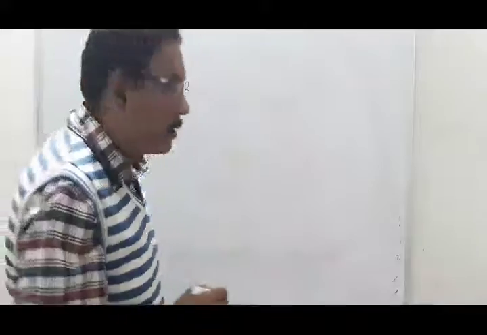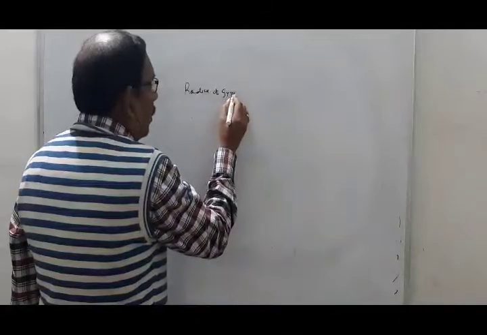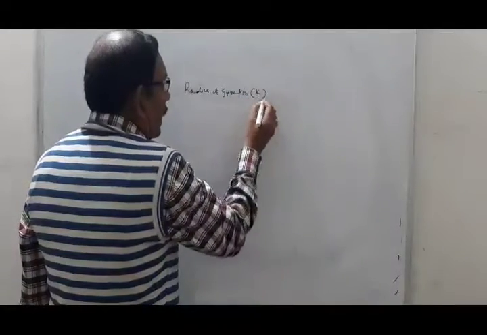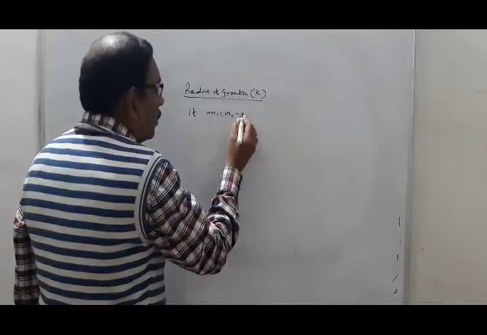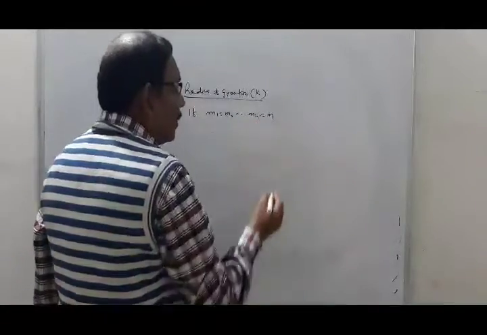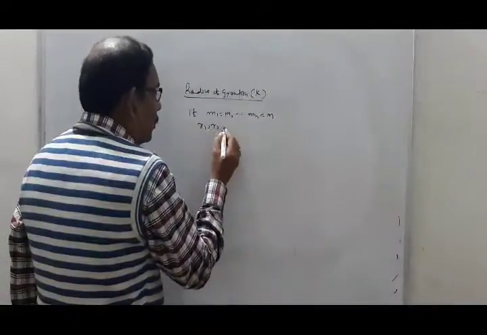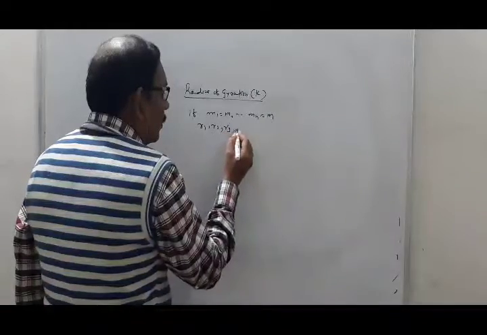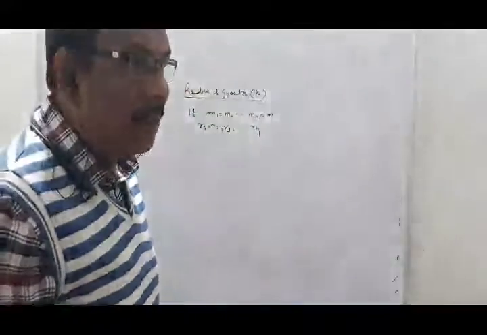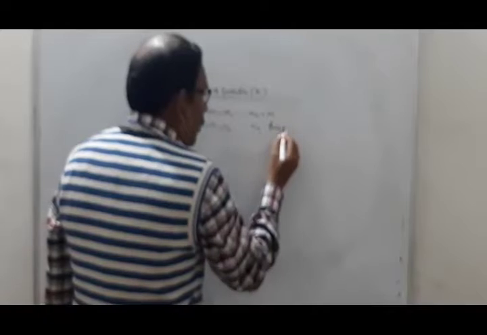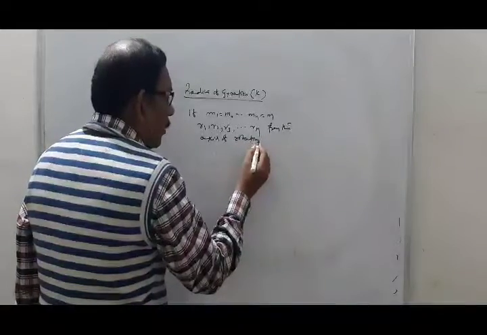Now the radius of gyration, denoted by the letter K. If m1 equal to m2 equal to mn, that is m, if the mass of each particle is the same, at r1, r2, r3 up to rn, the distance of each of the n particles from the axis of rotation.